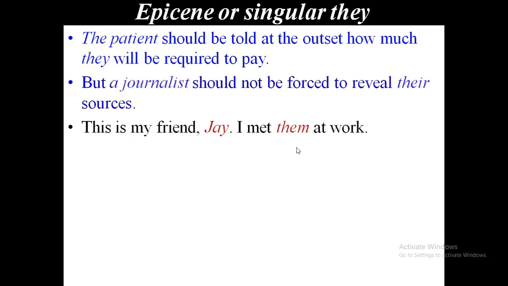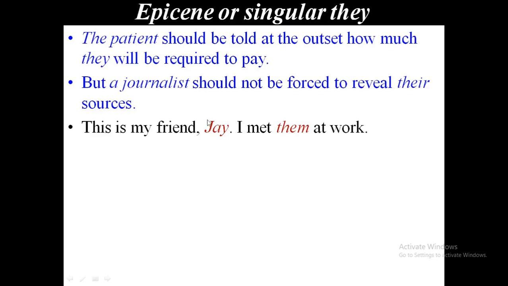Now one more example. This is my friend Jay. I met them at work. It completely looks like a mistake in usage. So generally we say, this is my friend Jay. I met him at work, you say. But here one point we need to observe. What is that point here?